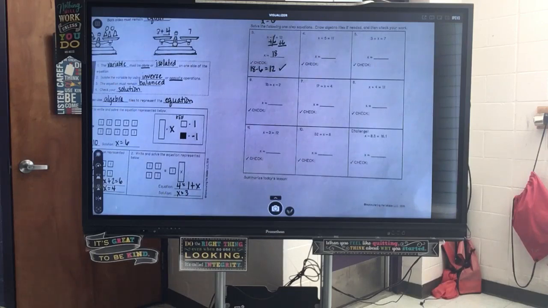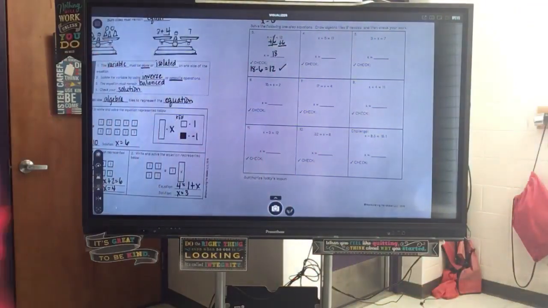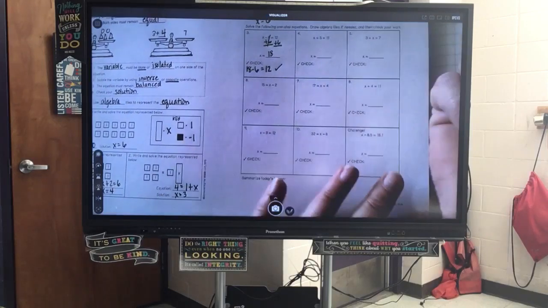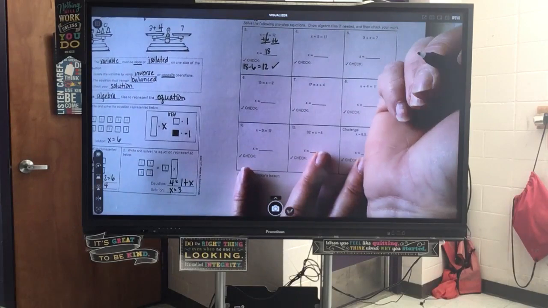Because inequalities, depending on what the problem is, there could be infinitely many answers. There's only one answer for these ones, equations, exactly. So one has a set of answers where the other one just has one answer. I'm sorry, equations have one answer, inequalities have multiple, an infinite number. All right, so number 4, x plus 5 equals 11.